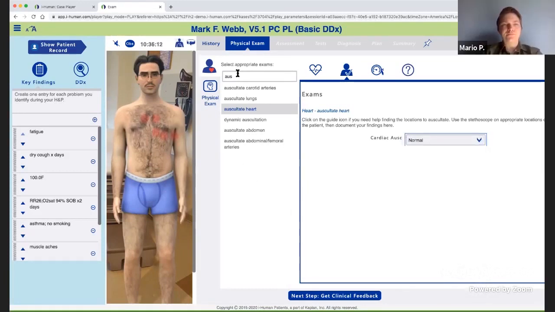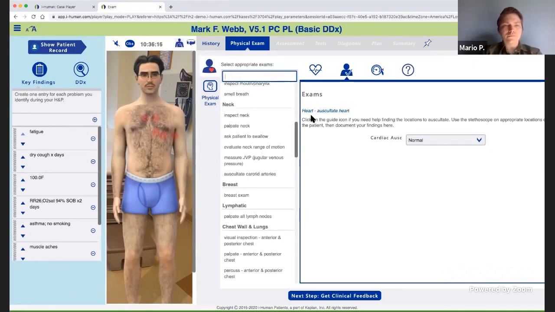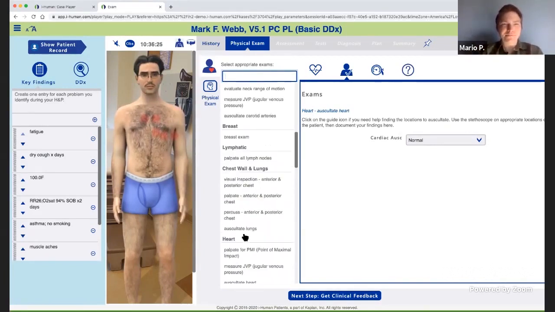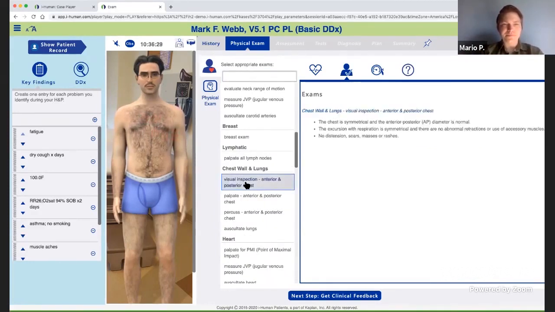Anything else you want to do? We can continue to do more. Can we check for his chest wall expansion? You could check for fremitus. You could check for visual inspection of it anterior and posterior and the movement and the symmetry, which we've done.